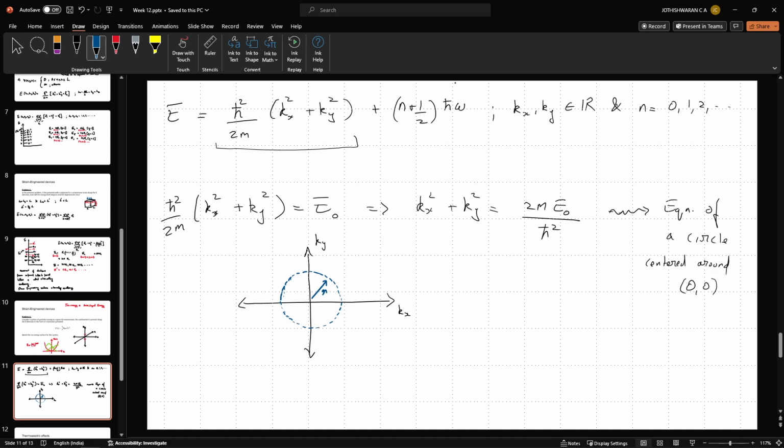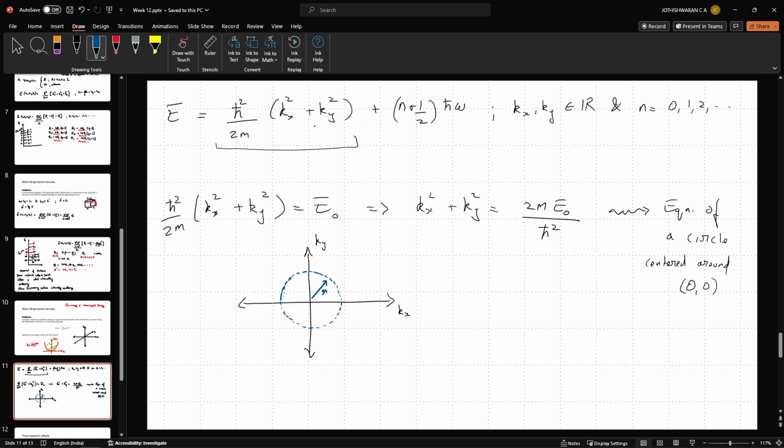Now, what is the effect of this thing? Essentially, there are now 3 degrees of freedom. We have free motion along the x-axis, free motion along the y-axis, but along the z-axis I now have a series of discrete energy levels. The lowest possible energy value is half h bar omega. So what we need to do is vary this value of n for as long as this value remains positive.